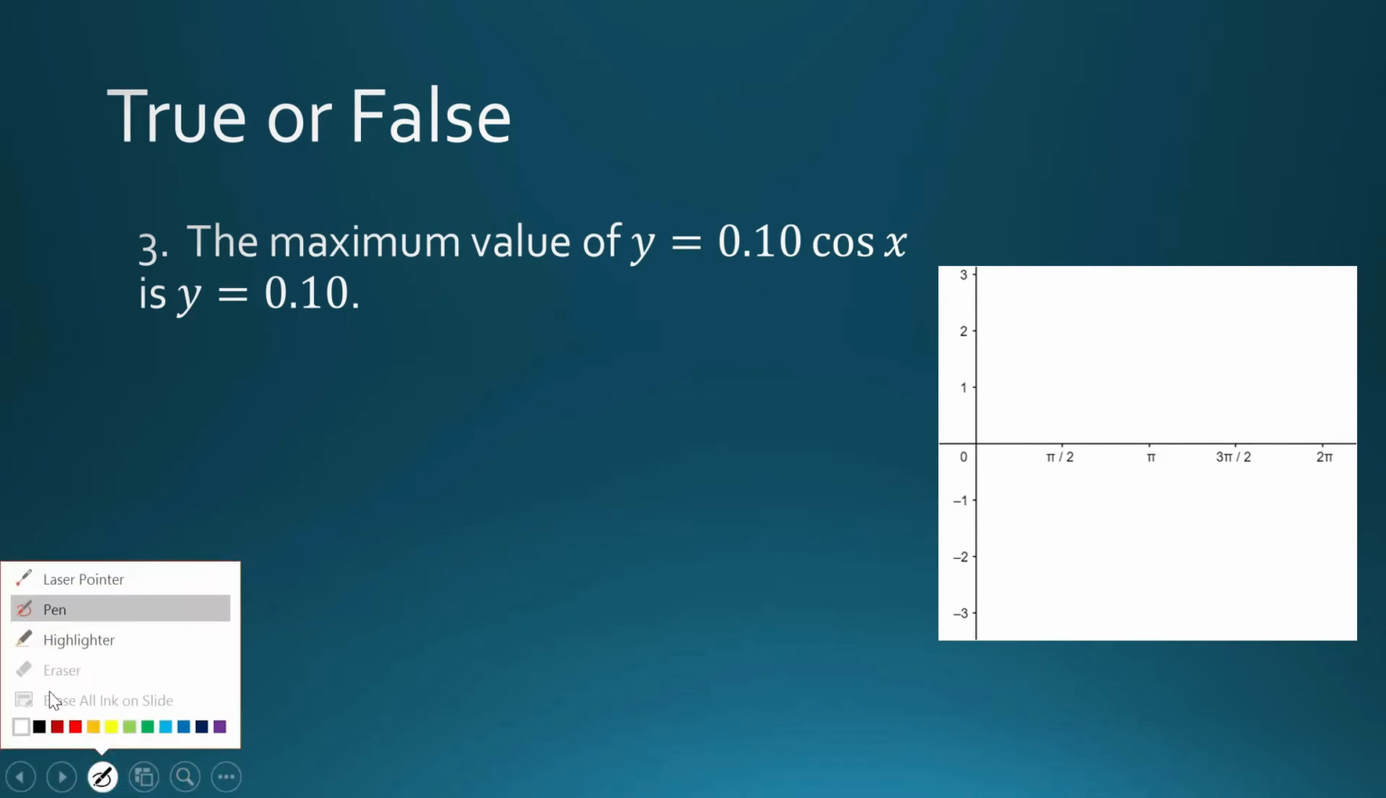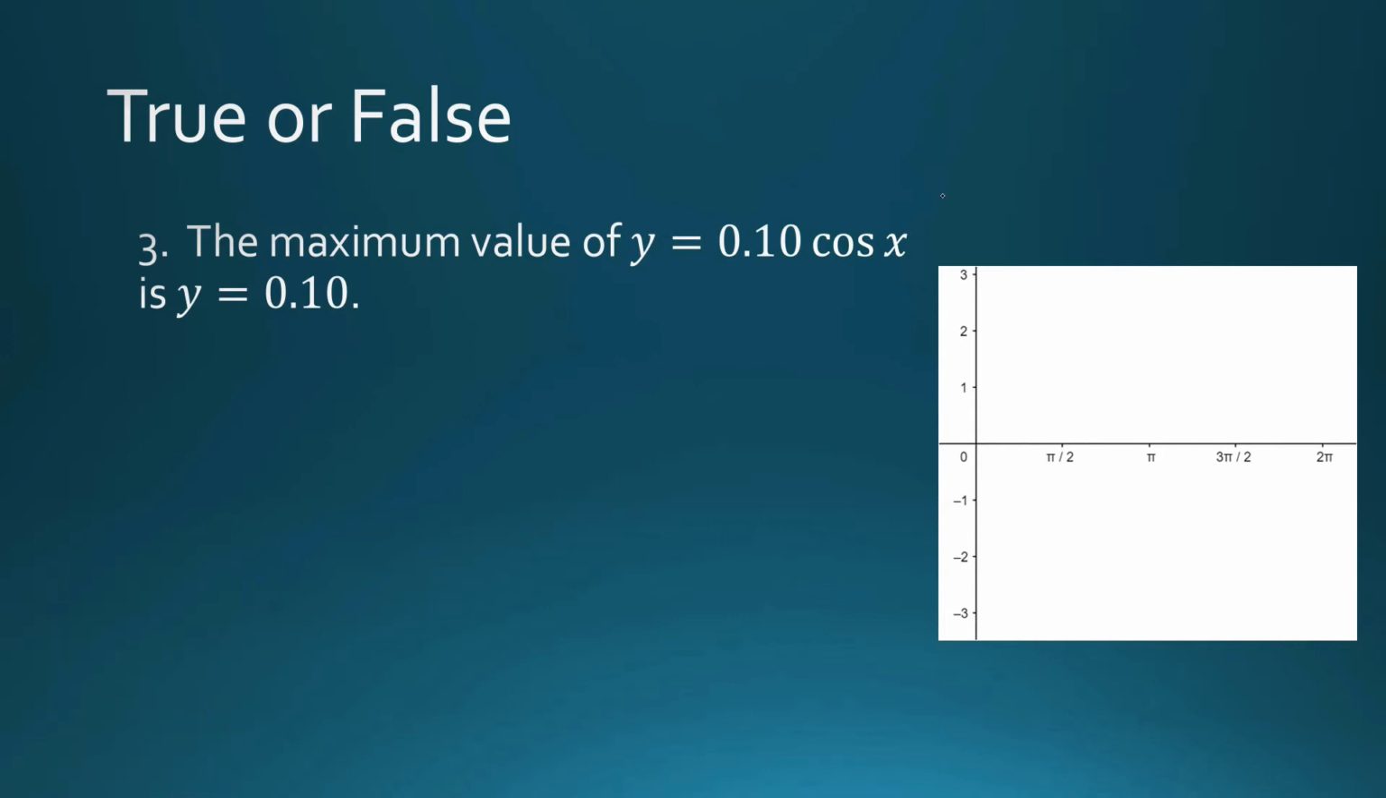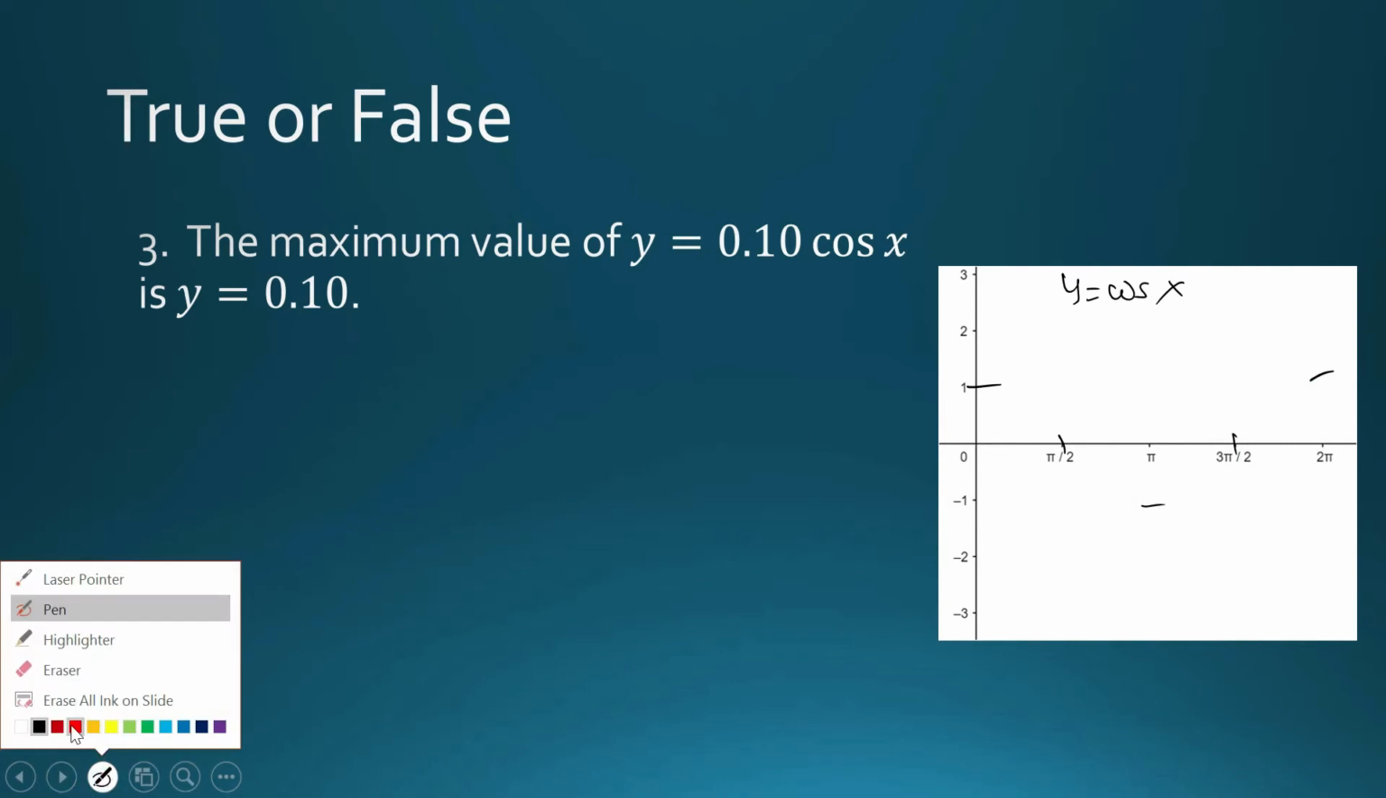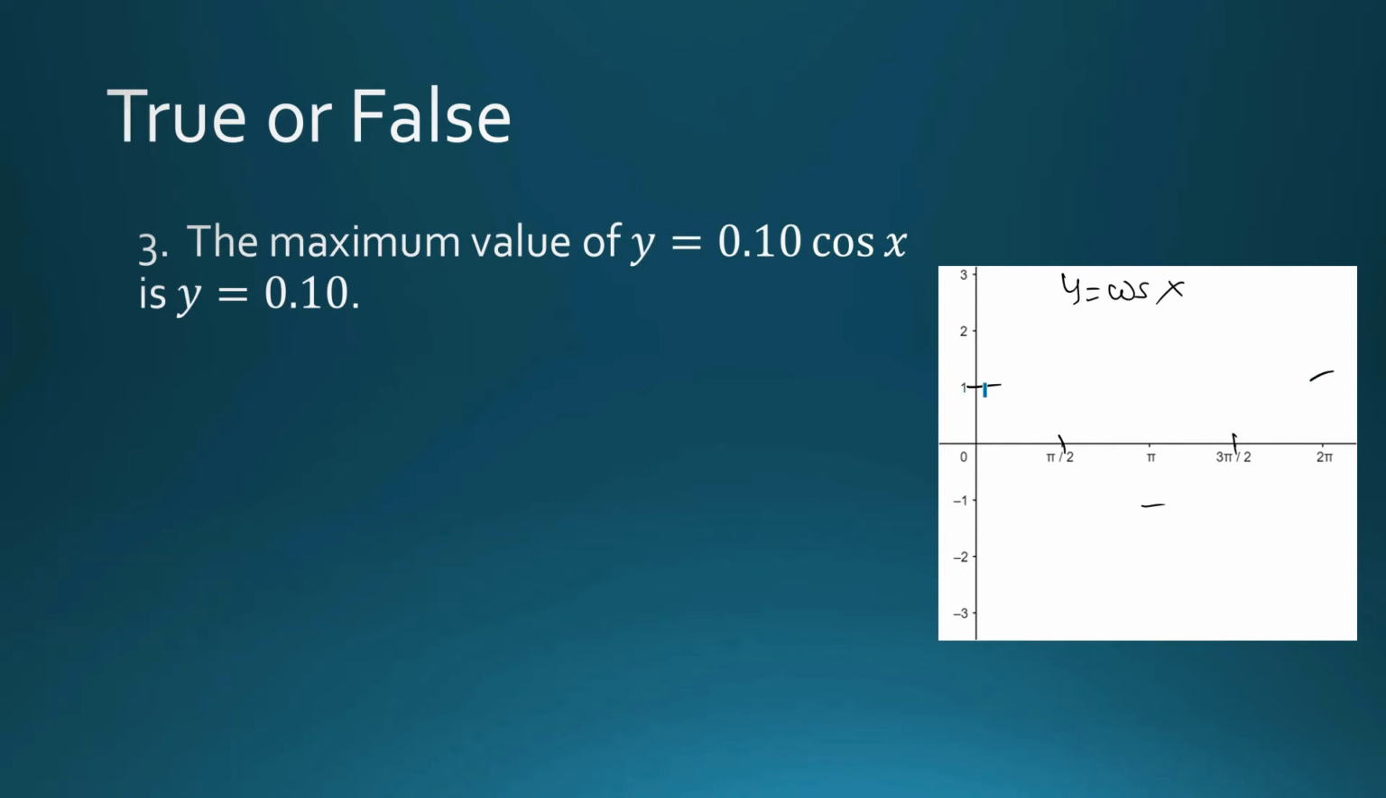Let me sketch the graph of y is equal to cosine of x. So when x is 0, cosine of 0 is 1. This is the y-intercept. So this is the graph of y is equal to cosine of x, without the 0.10. So that is one cosine curve.